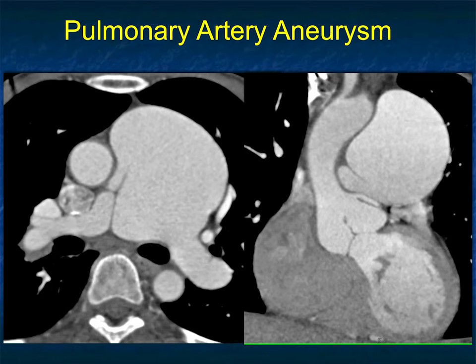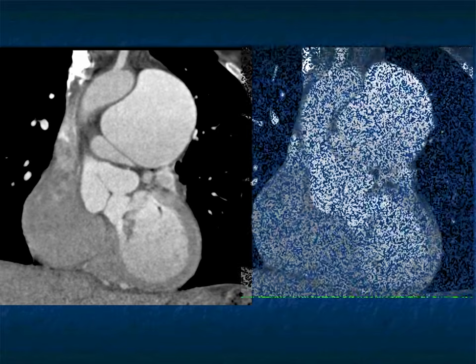Here's a pulmonary artery aneurysm that involves the main pulmonary artery. Look at the size, it's almost twice normal. The branching to right and left pulmonary arteries are seen. They're not involved. It's the main pulmonary artery that's involved in this case.